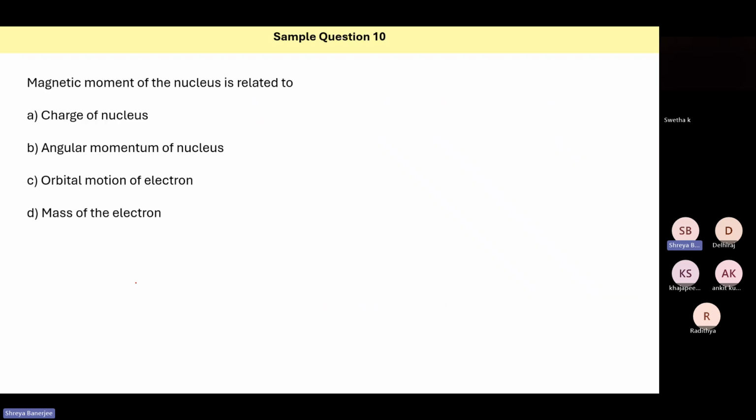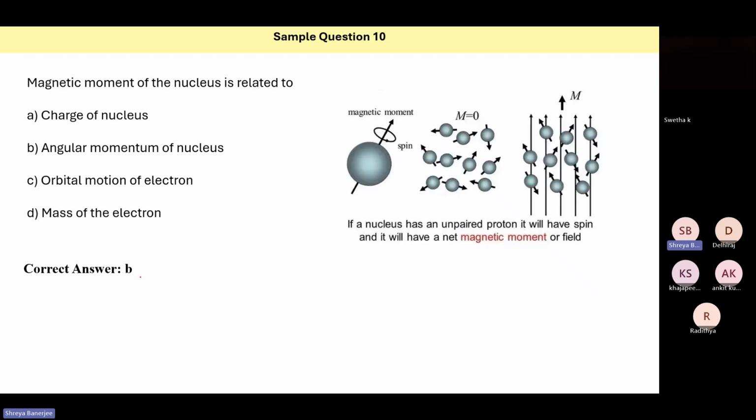And again, this is a basic question: the magnetic moment of the nucleus is related to what? We have already seen that the nucleus is a spinning charged particle, and any spinning charged particle will have an angular momentum I, and because it is a spinning charged particle, it will behave like a tiny magnet. The magnetic moment is generated by the spinning of this charged particle, that is the angular momentum. So magnetic moment is related to the angular momentum, not to any of the other options.